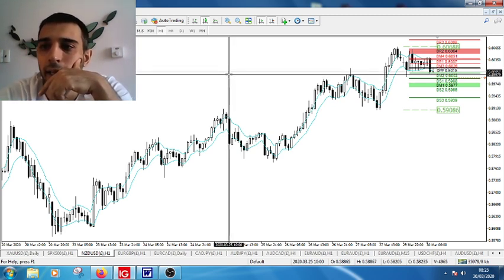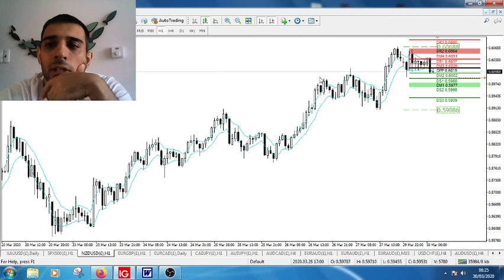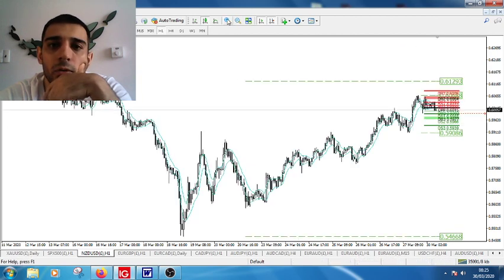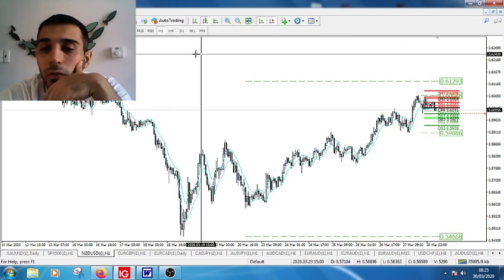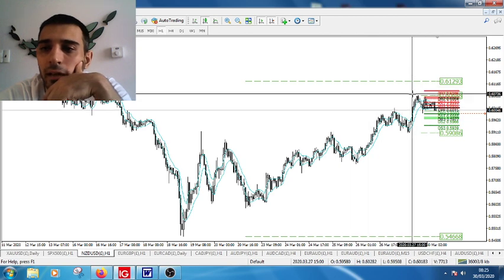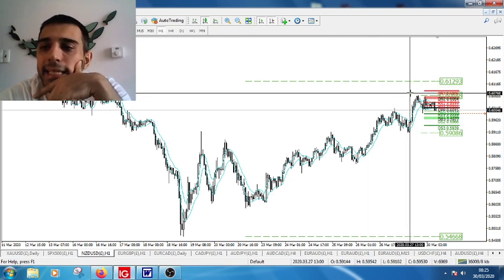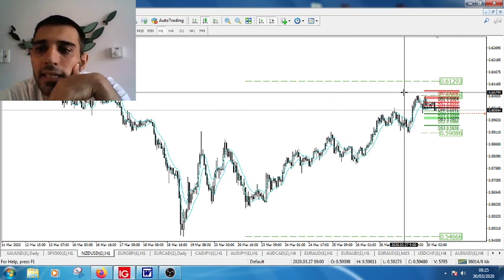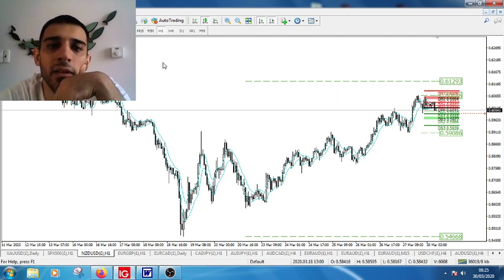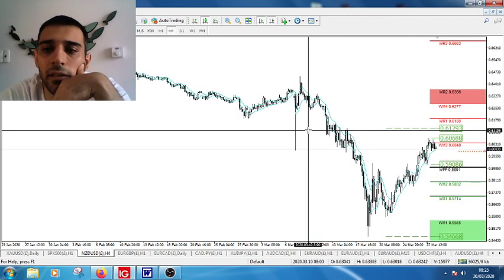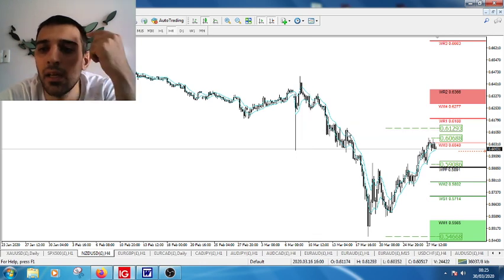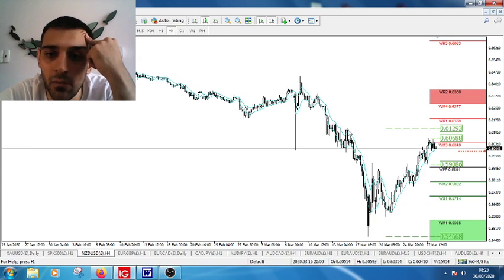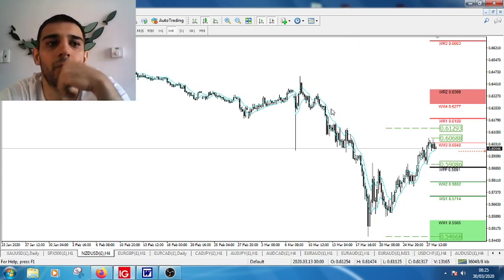So the entry again is 59.90 with the 20 pip stop, and for the first target you can take it off at daily R3, which stands at 60.80 to 85, and for the second target you can run it to the 61.15 to 61.20 area, which is at the 4-hourly high up here.